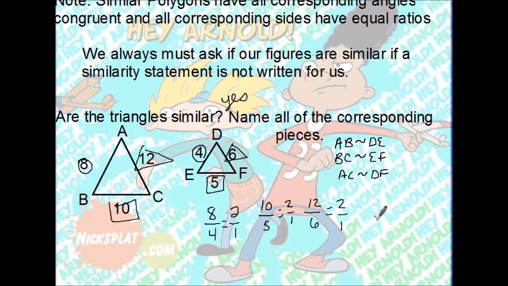Now, those are my sides. My angles that match up: angle A is going to be congruent to angle D because of where they're located. Angle A is at the corner where the smallest and biggest side meet, just like angle D. Angle B is going to be congruent to angle E, and angle C is going to be congruent to angle F. They'll have congruent angles and similar sides.